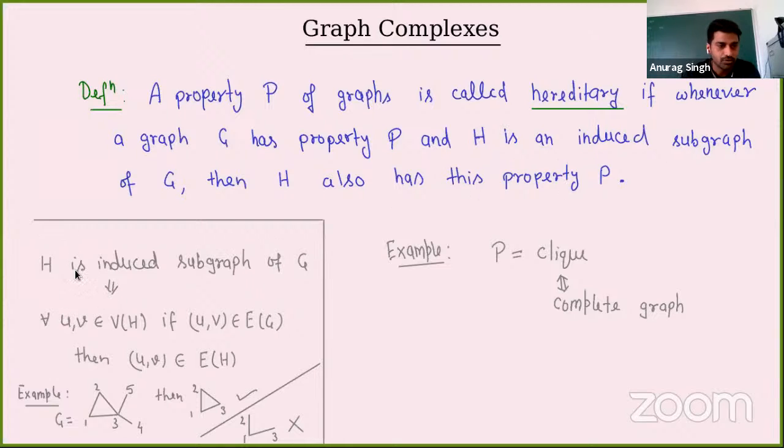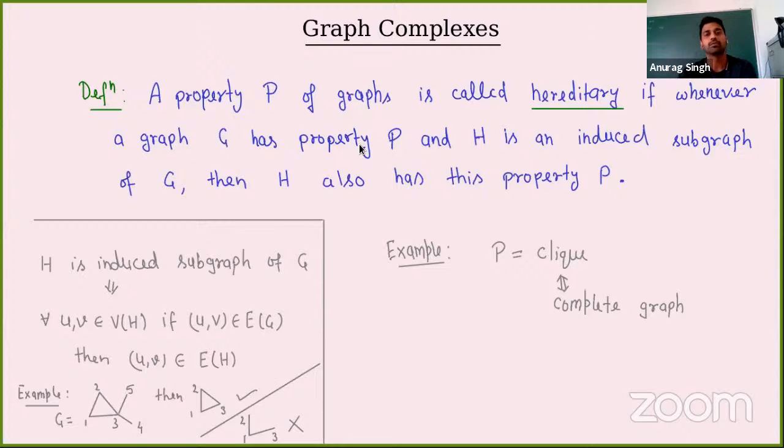Suppose you have a graph G and you say H is an induced subgraph. When do you say that? Whenever you have two vertices in H and these two vertices are adjacent in graph G, then they must be adjacent in graph H. For example, you take the graph G here, 1, 2, 3, 4, 5. Then the graph 1, 2, 3 is the induced subgraph. On the other hand, this graph is not induced because this misses the edge 2, 3. So I hope this induced subgraph definition is clear here.